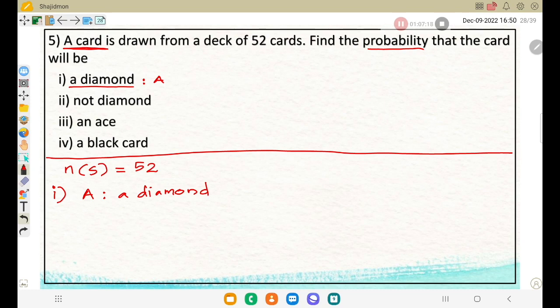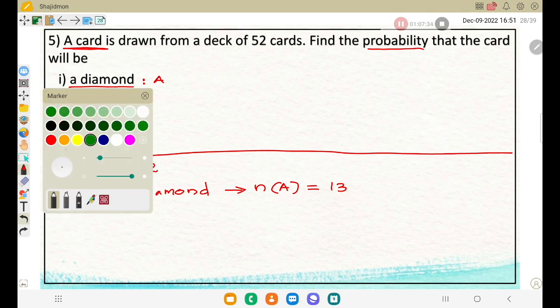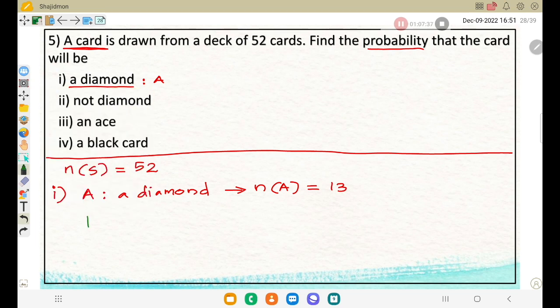First we need to calculate the probability of a diamond card. Correct? How many diamond cards will be there? Number of elements of A. How many diamond cards are there? There are 13 diamond cards. You remember that picture? Totally 13 diamond cards are there. So what is the probability of a diamond card?